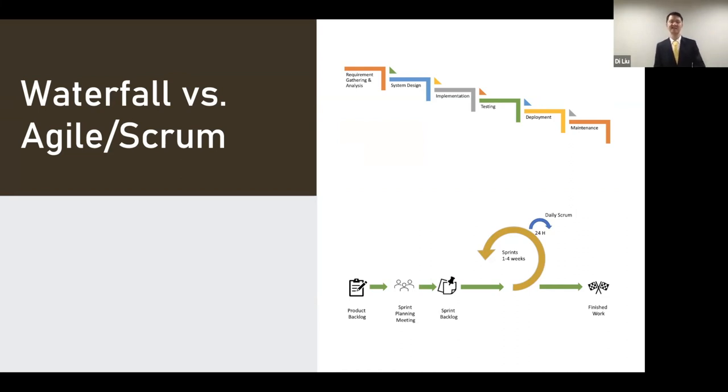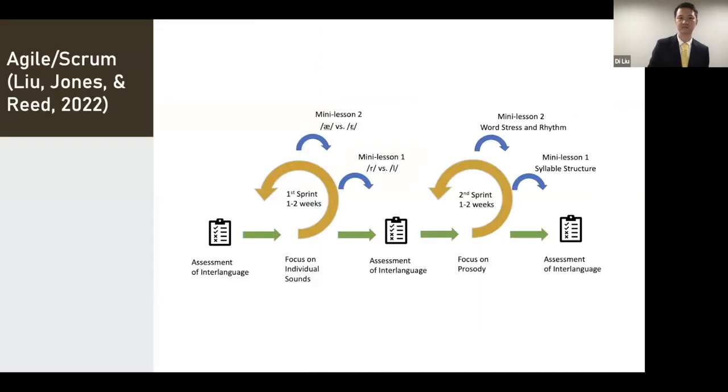And then you find that, okay, the engine needs to be improved. And then you take out the engine, you try to improve it and put it back and run the car again. And then you find that, okay, the transmission system needs to be improved. And then you take out the transmission system, optimize it and put it back and test the speed of the car again. So as you can see, they are very different models. And in many different areas, we're moving from the waterfall model to the agile and Scrum model. So in an article that we wrote with Tamara Jones and Marnie Reed, we make the argument that we need to shift the pedagogical model from a more waterfall type of teaching to this more agile type of teaching.